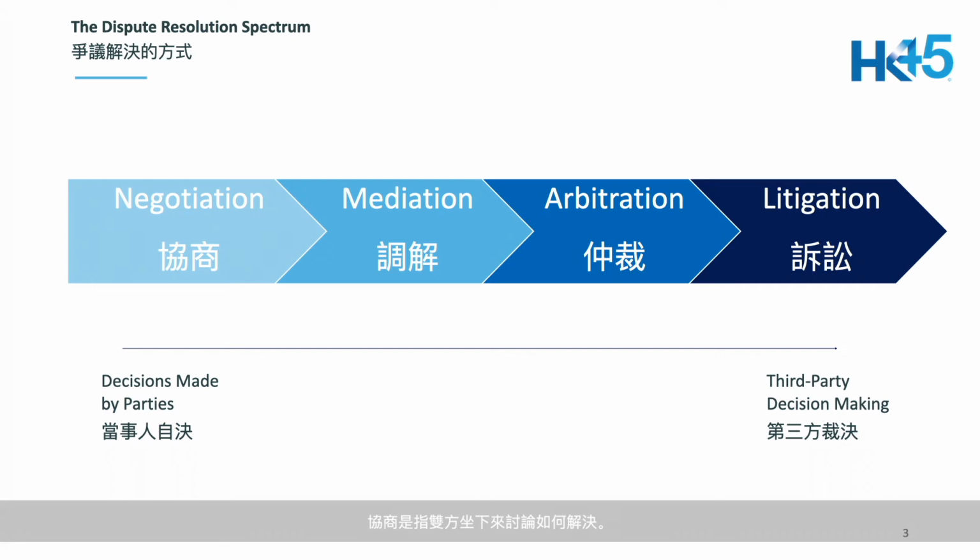The common methods of dispute resolution are negotiation, mediation, arbitration, and litigation. Negotiation is where the parties sit down and discuss between themselves a way forward. Mediation involves a neutral third party, the mediator, who is present to hear the disputes and work with the parties towards a mutually agreeable solution. Further down the spectrum are arbitration and litigation, where disputes are brought before an arbitrator or a judge in order to obtain a final and binding decision.